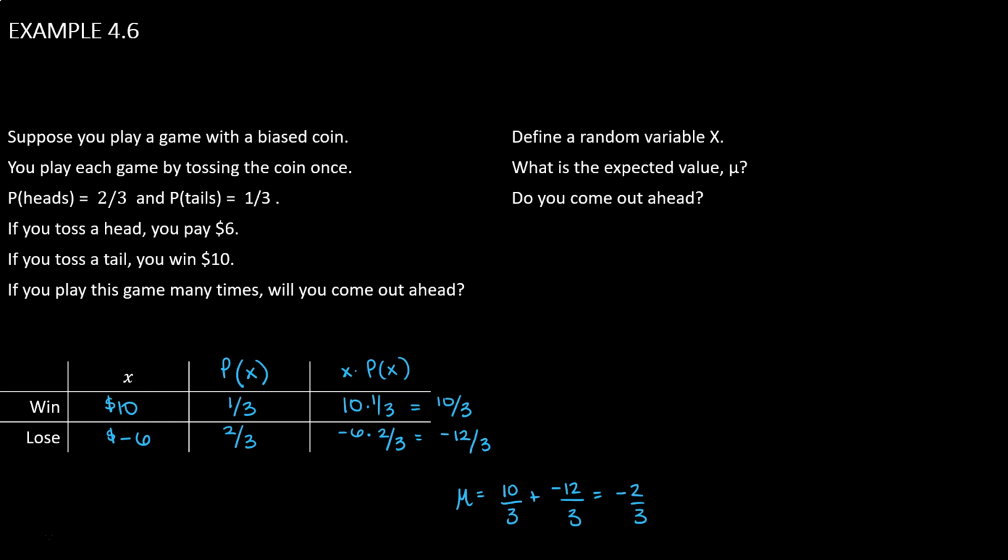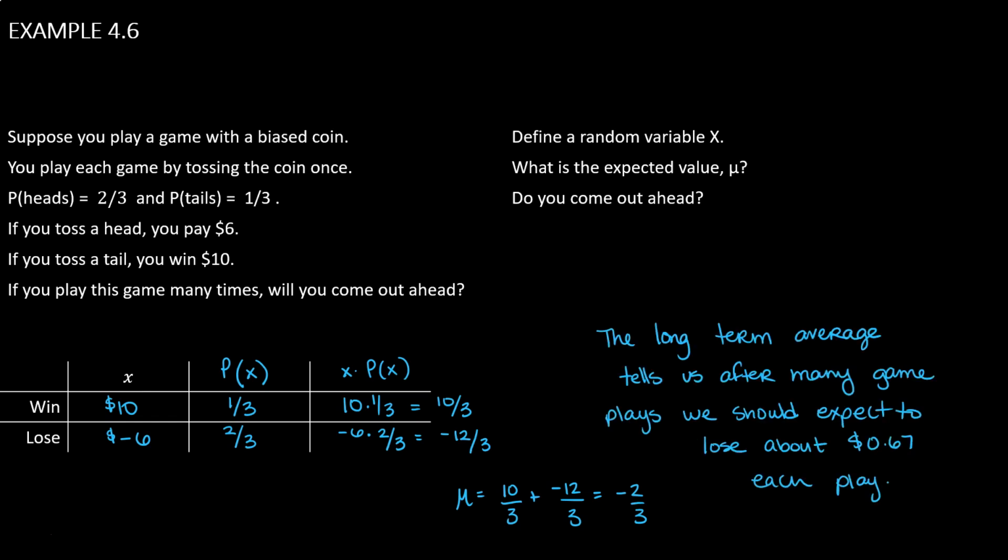And the negative tells us that we're paying that much money on average after we've played this game many, many times. So the long-term average tells us that after many game plays, we expect to lose about 67 cents each time we play. Now, just to put it in perspective, we are not guaranteeing that every single time you play, you are losing 67 cents, but after you win some and you lose some, the average is 67 cents lost each game play.